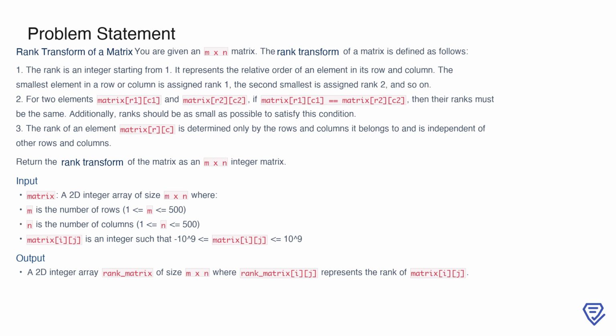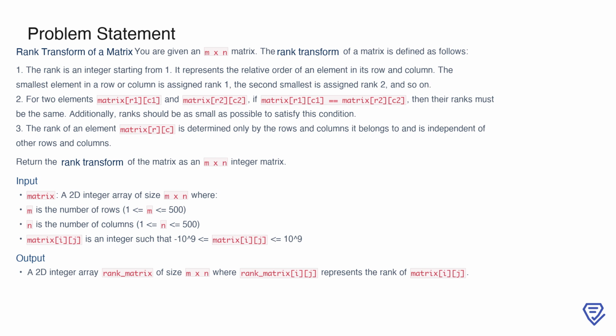The rank of an element is determined based on its relative order in its row and column. The smallest element in a row or column gets assigned a rank of 1, the second smallest gets rank 2, and so on. If two elements have the same value, they must share the same rank. Additionally, ranks must be as small as possible while ensuring this condition is met.